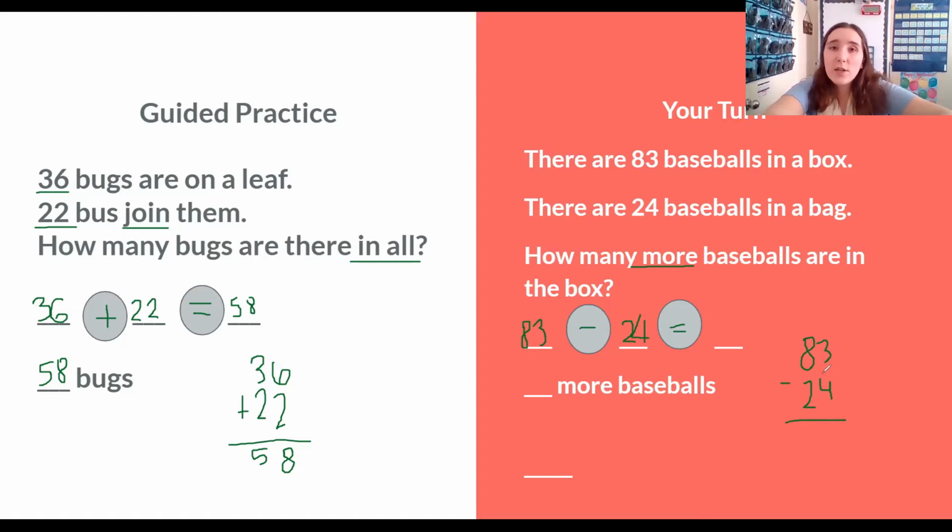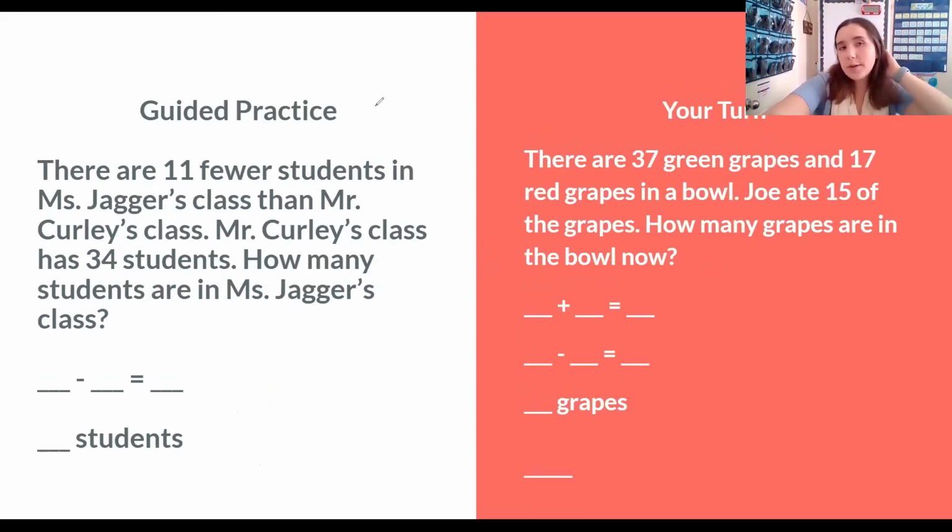3 minus 4, I can't do that, so I'm going to regroup. I'm going to borrow a 10 here and make this into 7 tens and bring those 10 ones over here to make 13 ones. Now 13 minus 4 equals 9, and 7 tens minus 2 tens equals 5 tens. So there are 59 more baseballs in the box than are in the bag. Let's go look at our next problem. Okay, we have a couple more word problems here. There are 11 fewer students in Miss Yeager's class than Mr.